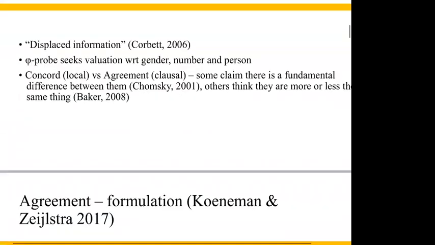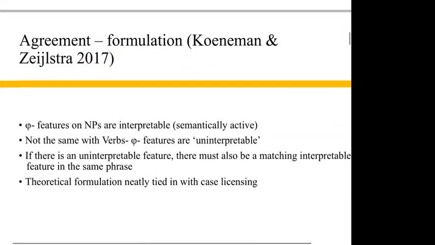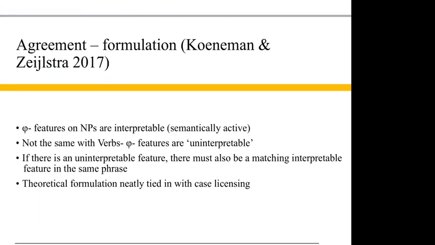Now we'll do a slightly more formal understanding of what it is. According to Kahneman and Zylstra, five features on NPs are interpretable, which means they are semantically active. We will go with this for now, although we will revise this in some time. What that means is that if a noun phrase has a feature, that means something. But if it's verbs, then these things don't actually mean anything. It's only about agreement. It has to agree with the nouns for it to mean anything. So they are considered uninterpretable. This is with verbs and with adjectives in Hindi.